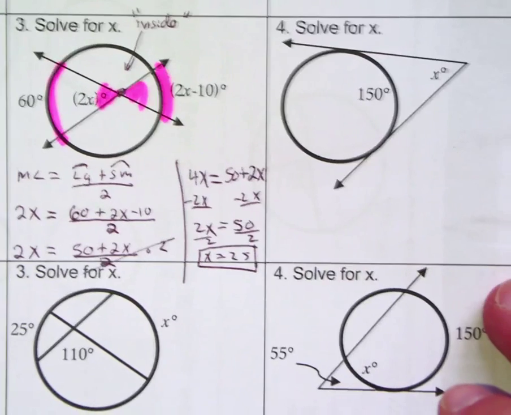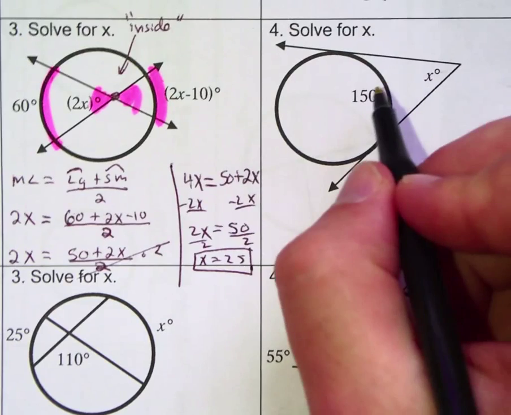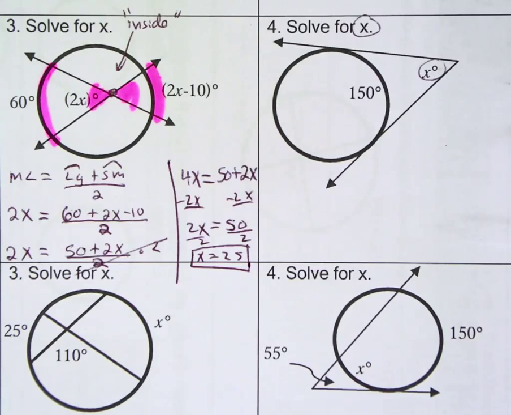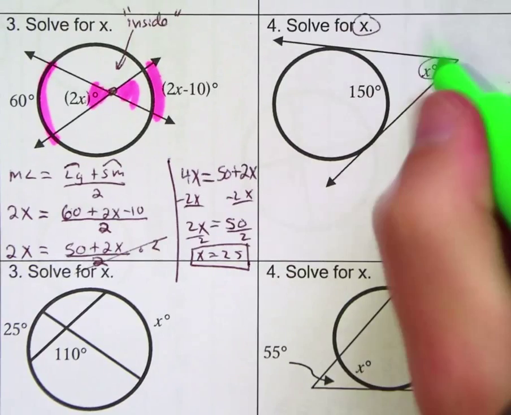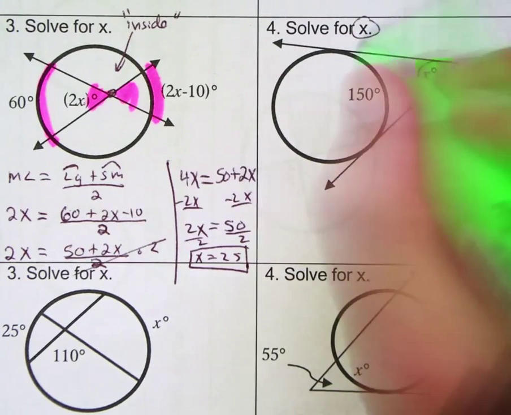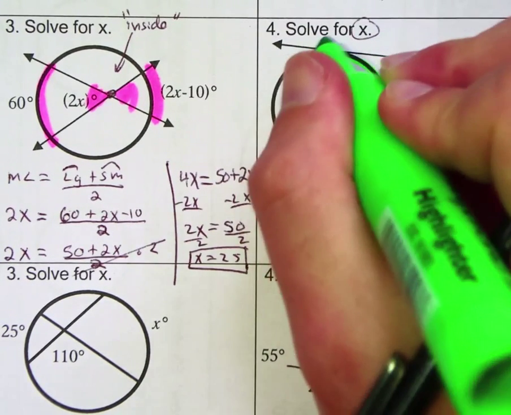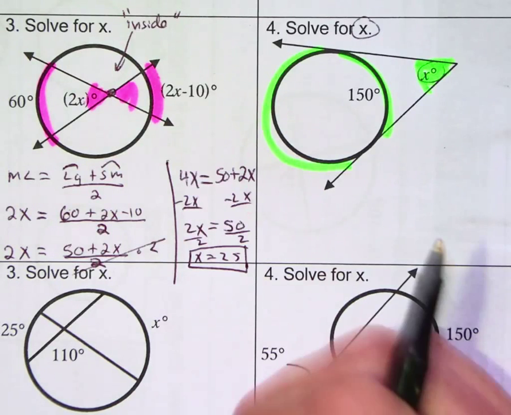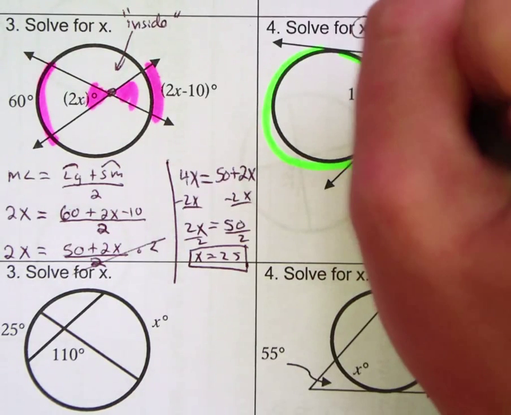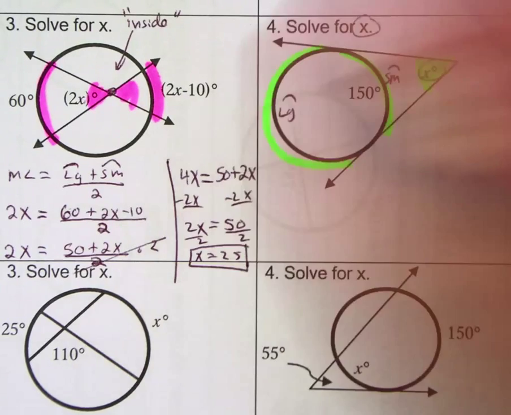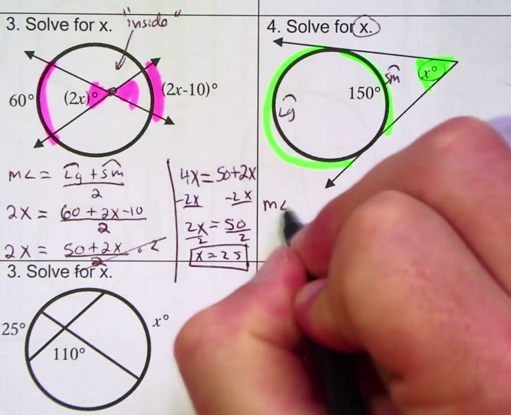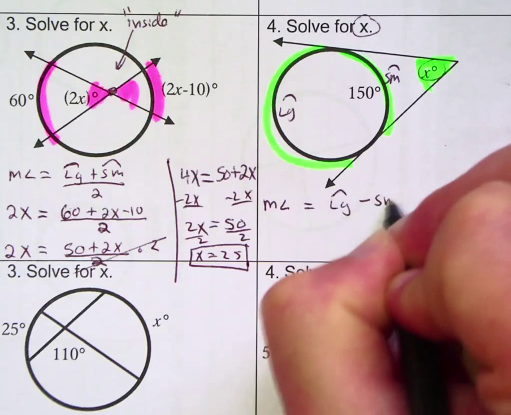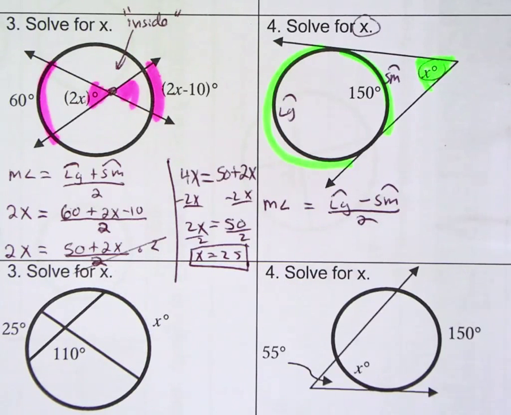Last one. You can try it on your own if you like. I'm solving for x, that is my find. I'm looking for this angle. If I turn its light on, it intercepts this arc here and this one over here, which is kind of confusing because it looks like I just did the whole circle. And it's because I did. This would be the small arc, this would be the large arc, and I already know the relationship is that the measure of the angle is equal to the large minus the small arcs over 2.